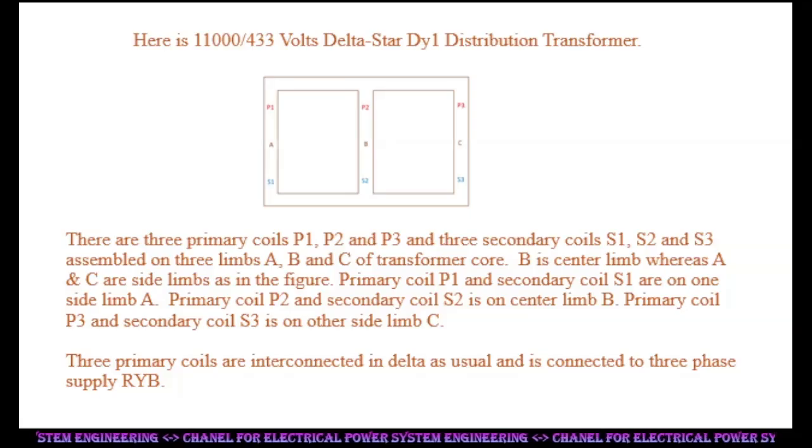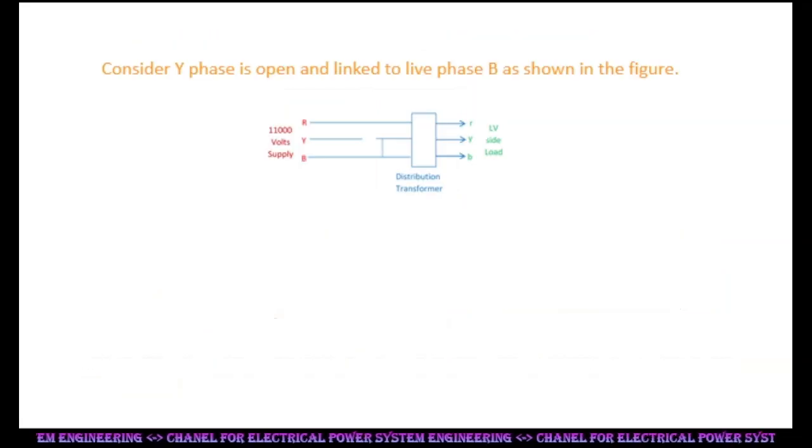Primary coil P1 and secondary coil S1 are on one side limb A. Primary coil P2 and secondary coil S2 are on center limb B. Primary coil P3 and secondary coil S3 are on the other side limb C. The three primary coils are interconnected in delta as usual and connected to the three-phase supply R, Y, B. Consider Y phase is open and linked to live phase B, as shown in the figure.